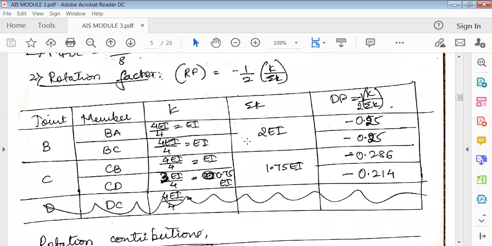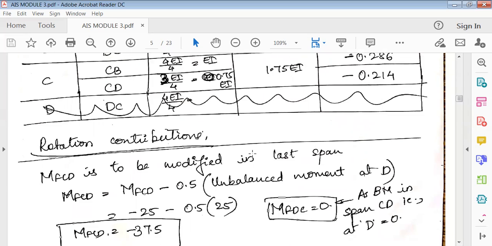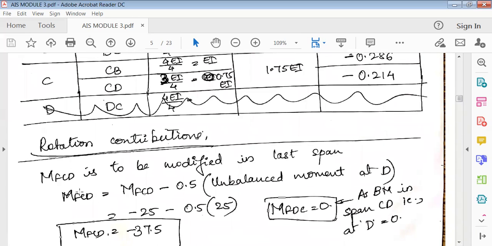So it is K by summation K. The rotation factor is equal to minus 1 by 2, or minus 0.5, times K by summation K. So don't forget to write this minus. You always have to take K by summation K into minus 0.5. You have to multiply this. Once you get these values, come back to this point.